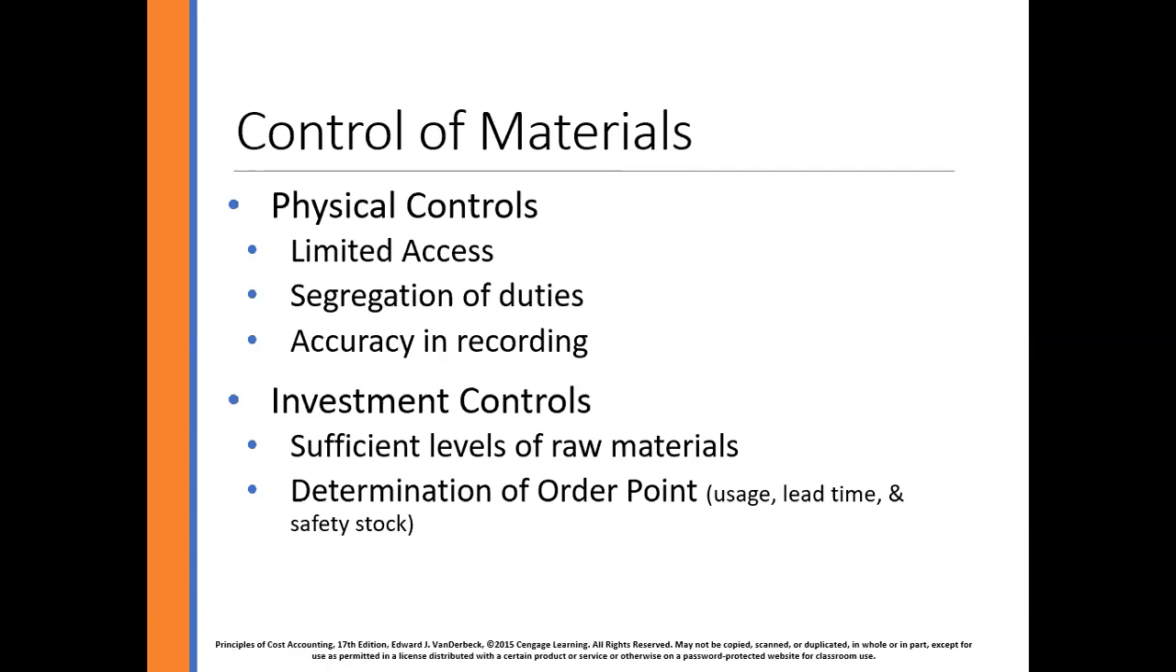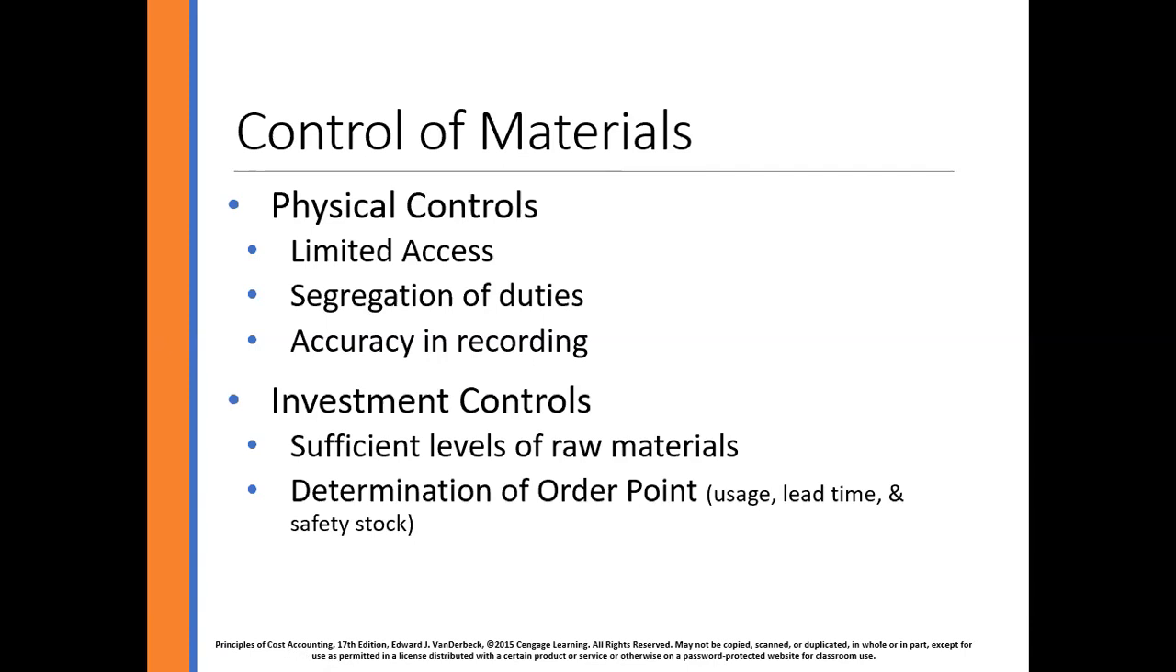And again, in investment controls, we want to keep sufficient levels of raw materials, however many raw materials we use in the production process. We want those levels determined, the sufficient level of each material that needs to be kept on hand, or the safety stock. And then determination of the order point, the point at which an item should be ordered. So once we reach a certain level, then it should be reordered. And the order point relates to the usage, the lead time, and the safety stock.